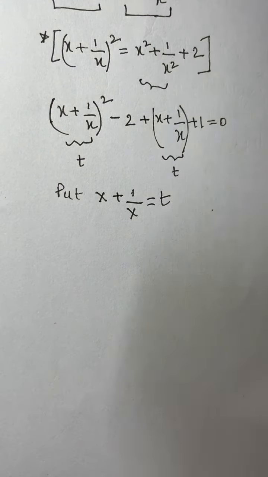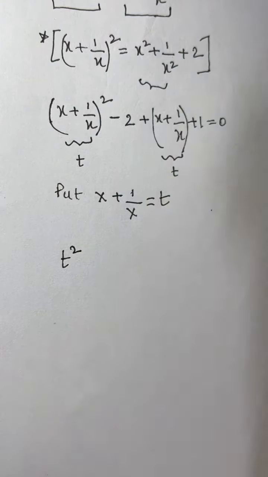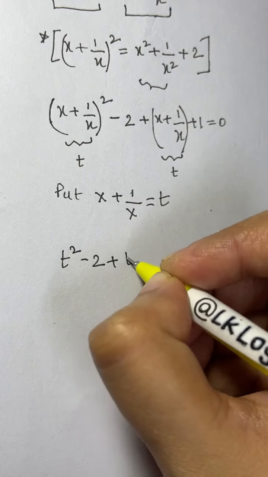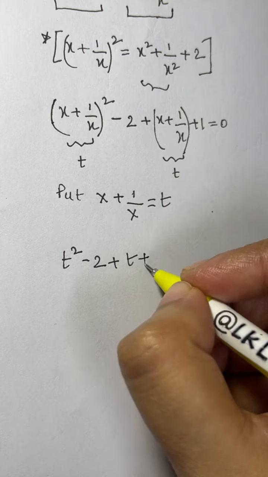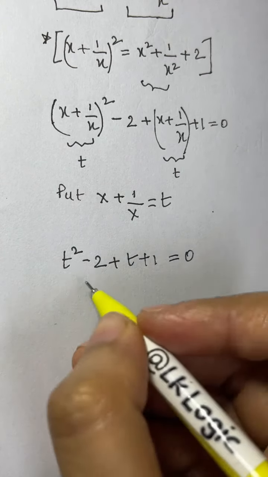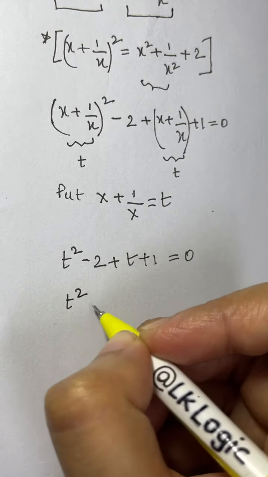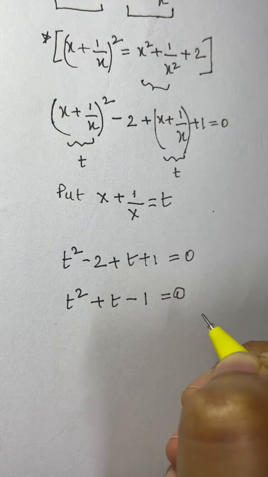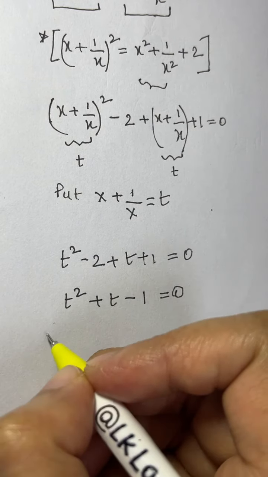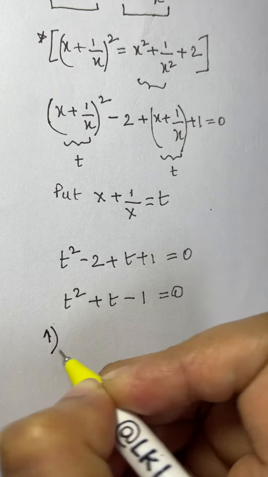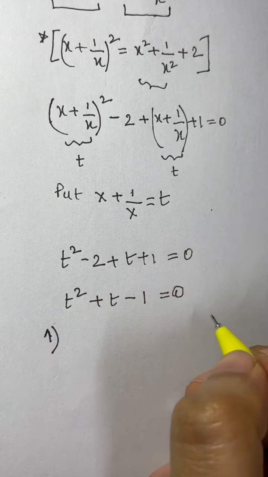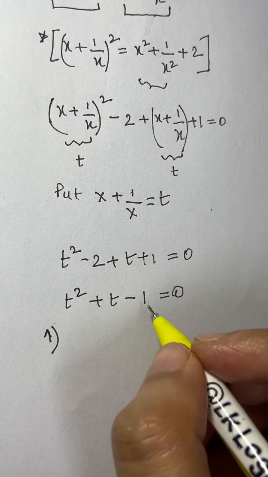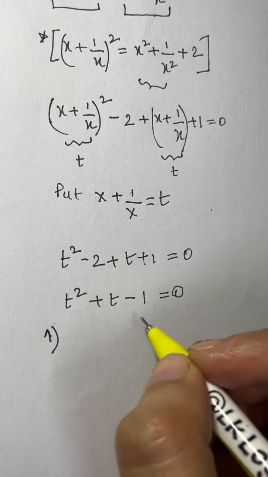Let's just put it in, so you have t squared minus 2 plus t plus 1 equals 0. Then you arrange it: t squared plus t minus 2 plus 1, which is minus 1, equals 0. Now here you have two cases. The first case is, you can use the quadratic formula, negative b plus or minus under root of b square minus 4ac over 2a, and then solve for that.